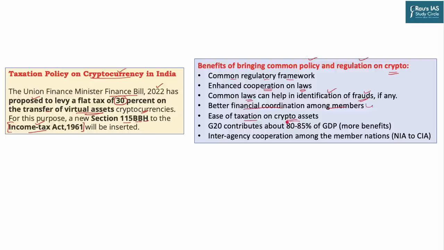G20 countries contribute almost 80 to 85% of the world GDP. Hence, once they adopt this provision, it will be replicated by other countries. Hence, the benefits of such a common policy will be manifold. It also provides intra-agency cooperation among the member countries. For example, the National Investigation Agency of India and the Central Intelligence Agency of the US can easily cooperate with respect to cryptocurrency and the black money generated there.